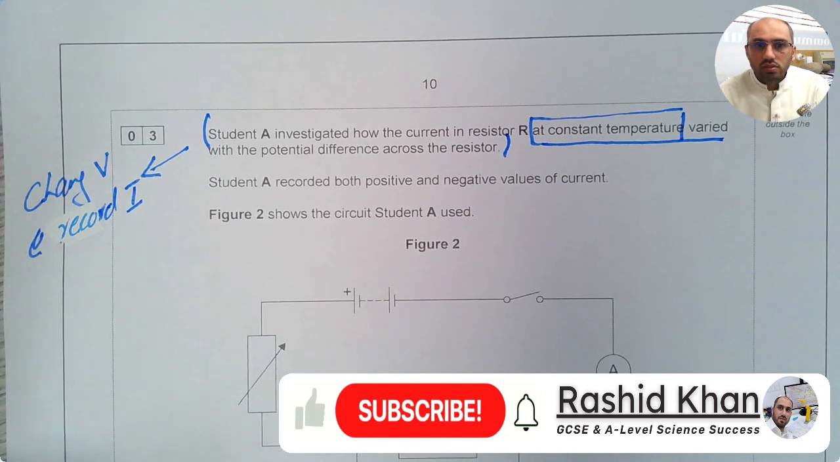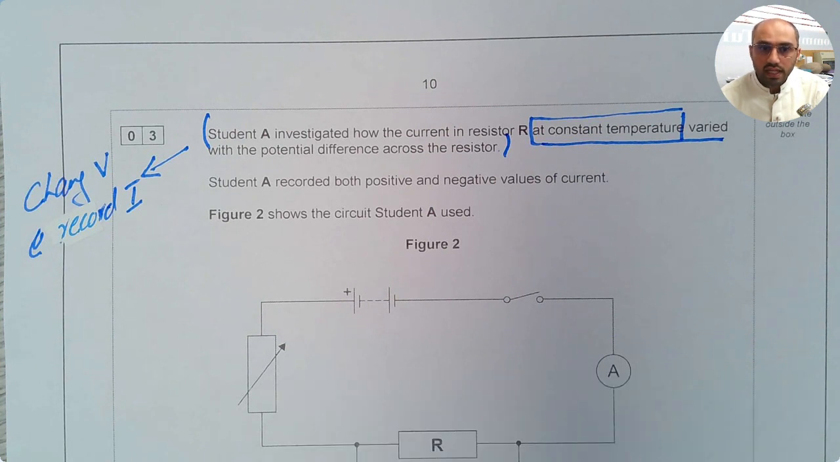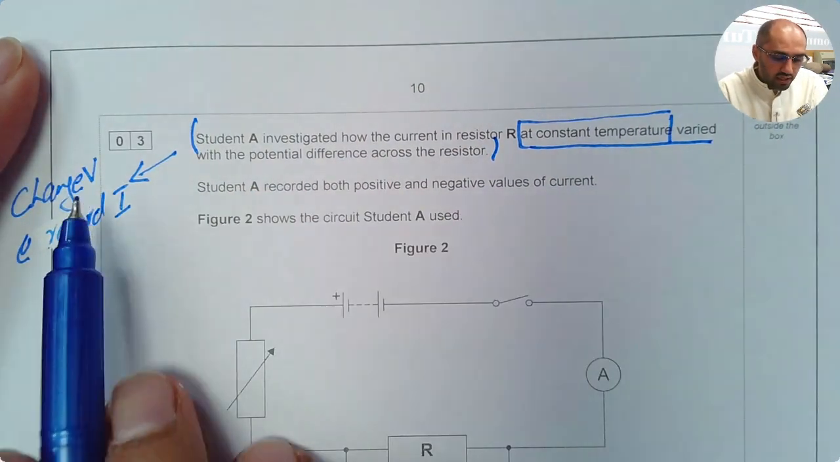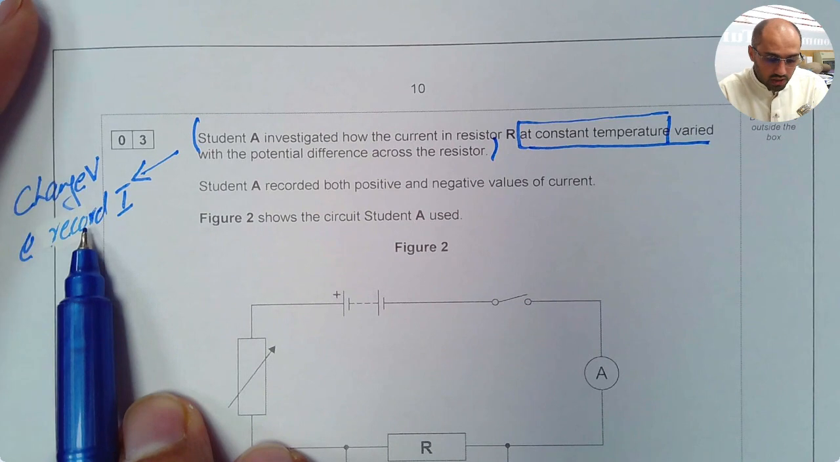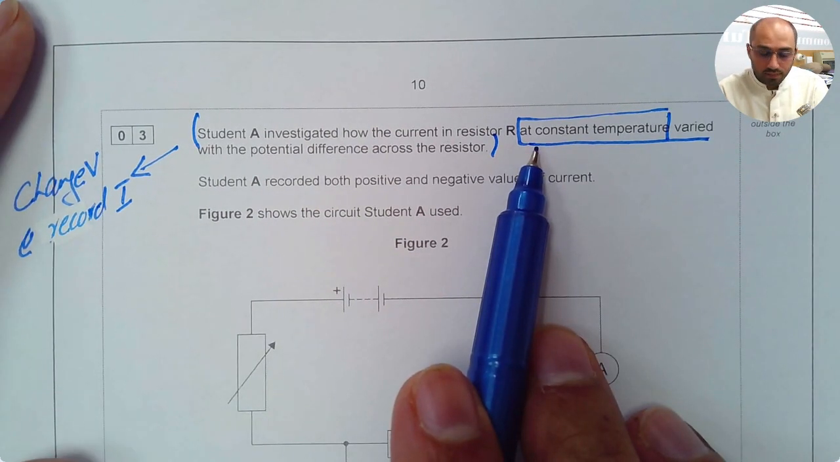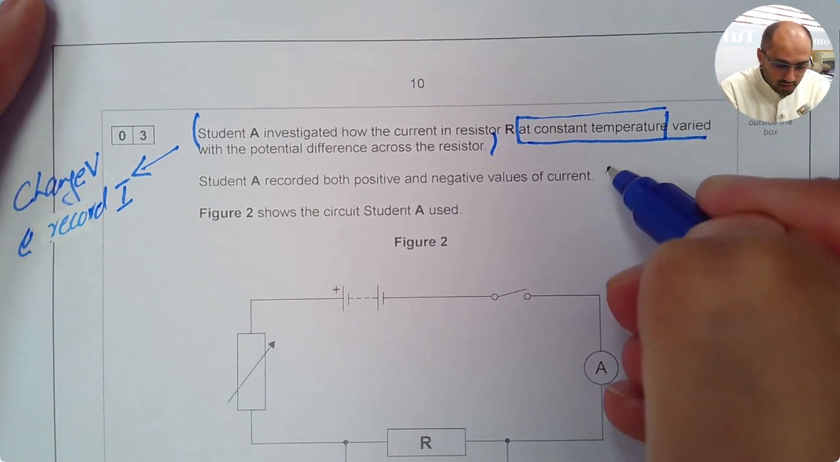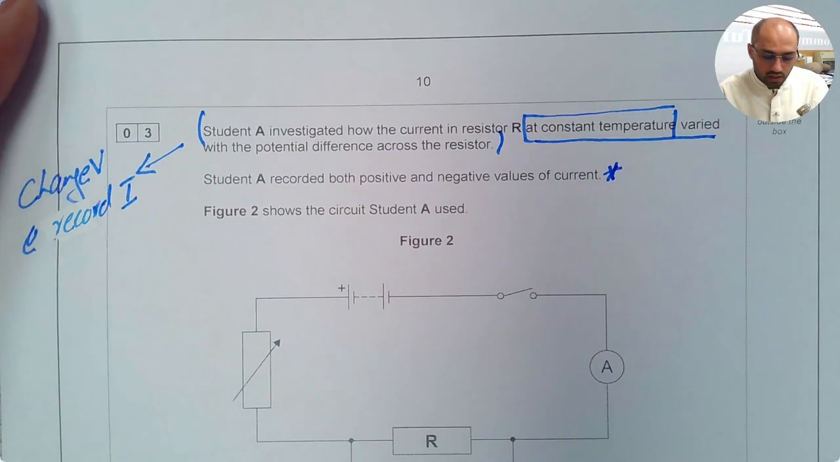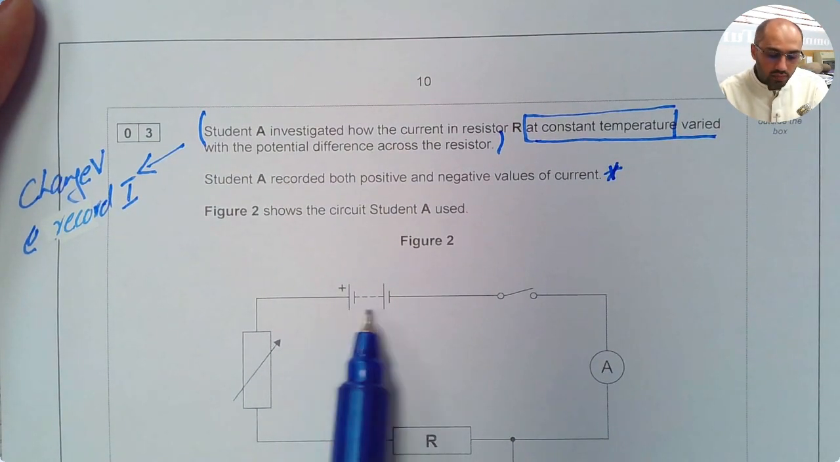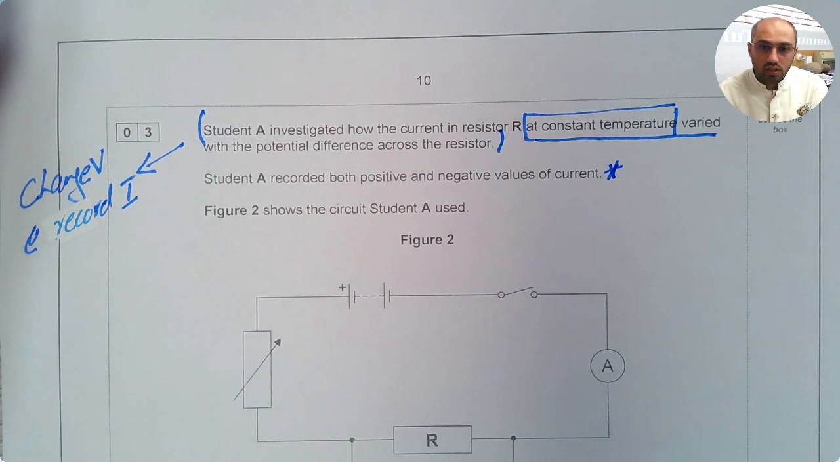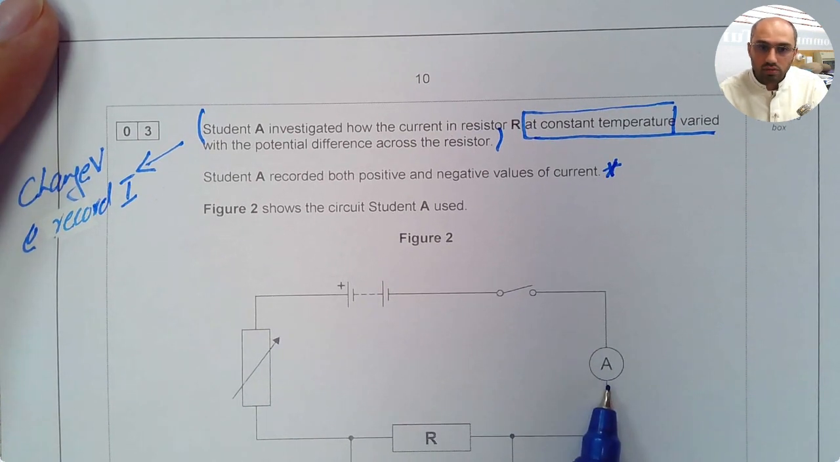Question 3 says student A investigated how current in resistor R at constant temperature varied with potential difference across the resistor. This statement is important because it tells us that we will change V and we will record current at constant temperature. It then says student A recorded both positive and negative values of the current. Again, this statement is important because it tells us that we'll have to reverse the terminals of the battery so that you can have positive and negative values of the current.